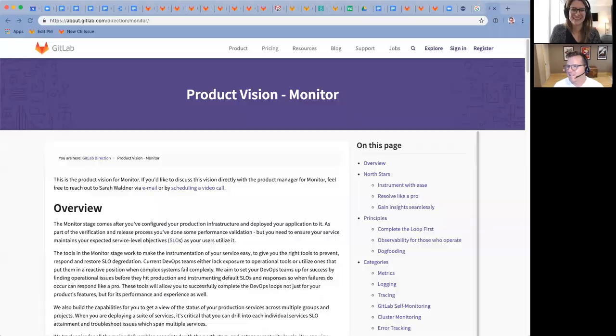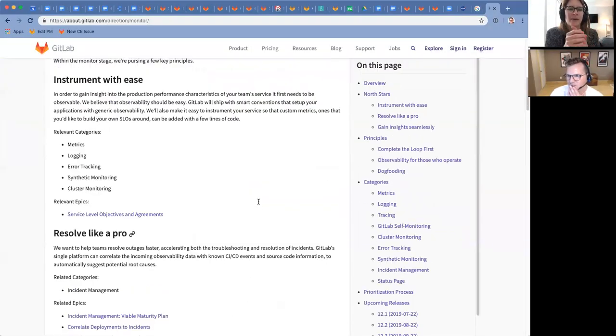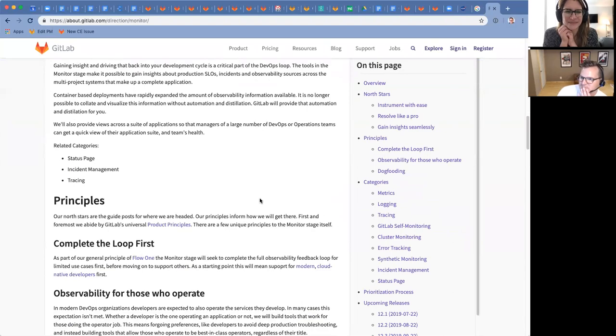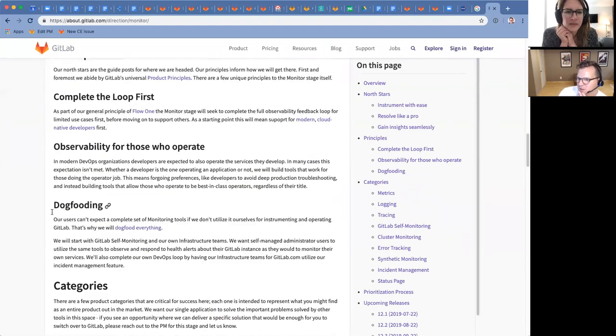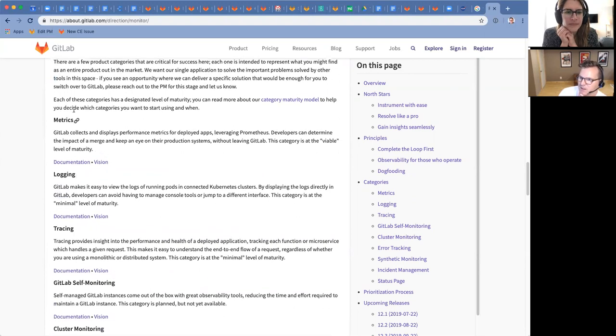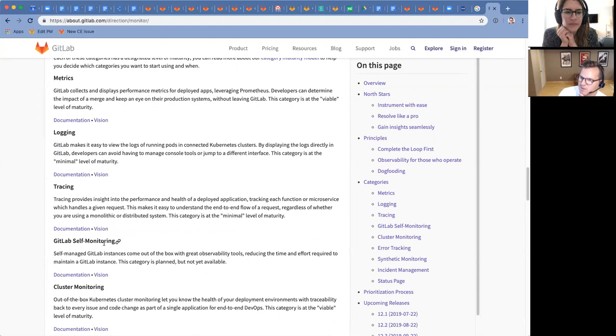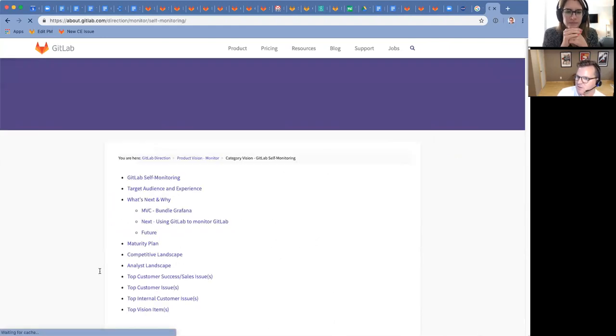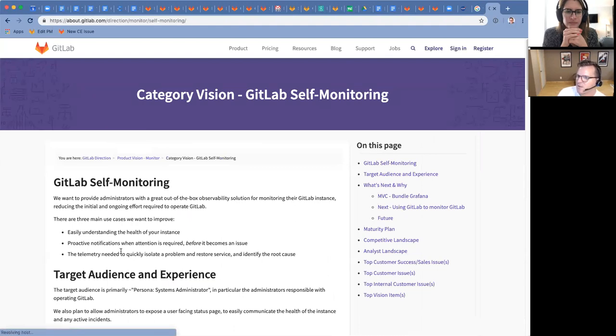This is the monitor vision page. It goes through dogfooding. This kind of describes what we're doing. But then there are categories, and these first categories are about application performance monitoring for customers. And then there's this one called GitLab self-monitoring. The vision for that provides some explanation of what we're doing and why it's important to have observability for your GitLab instance.